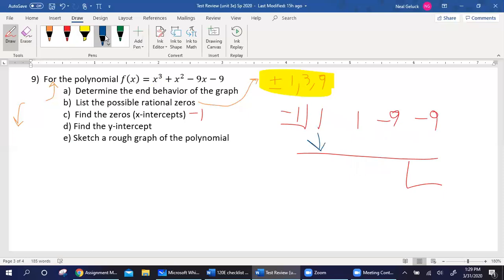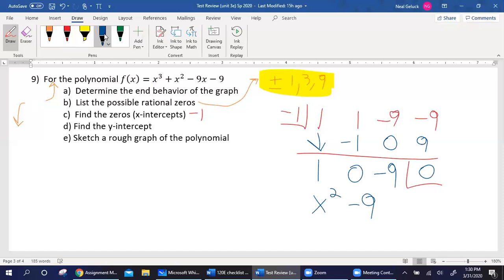I should be getting a remainder of 0. I think I said a remainder of -1. Sorry about that. I should be getting a remainder of 0, which I did. And this also condensed my problem down to x squared plus 0x minus 9.